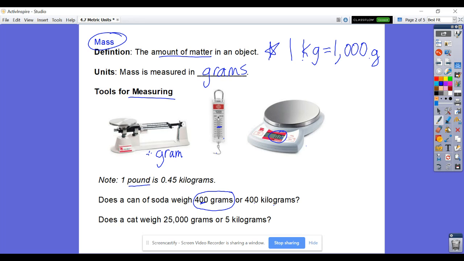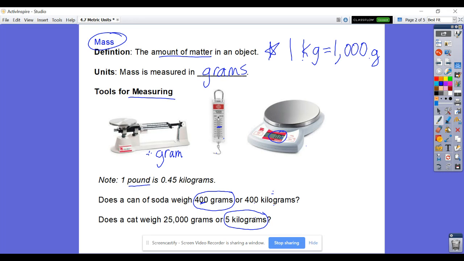Does a cat weigh 25,000 grams or 5 kilograms? Think about that one. Pause if you need more time to think about it. Now I'm going to tell you the answer. A cat would weigh more like 5 kilograms, which, I was thinking about it correctly before. So that would be more pounds. If a cat weighs about 5 kilograms, that's more than 10 pounds.